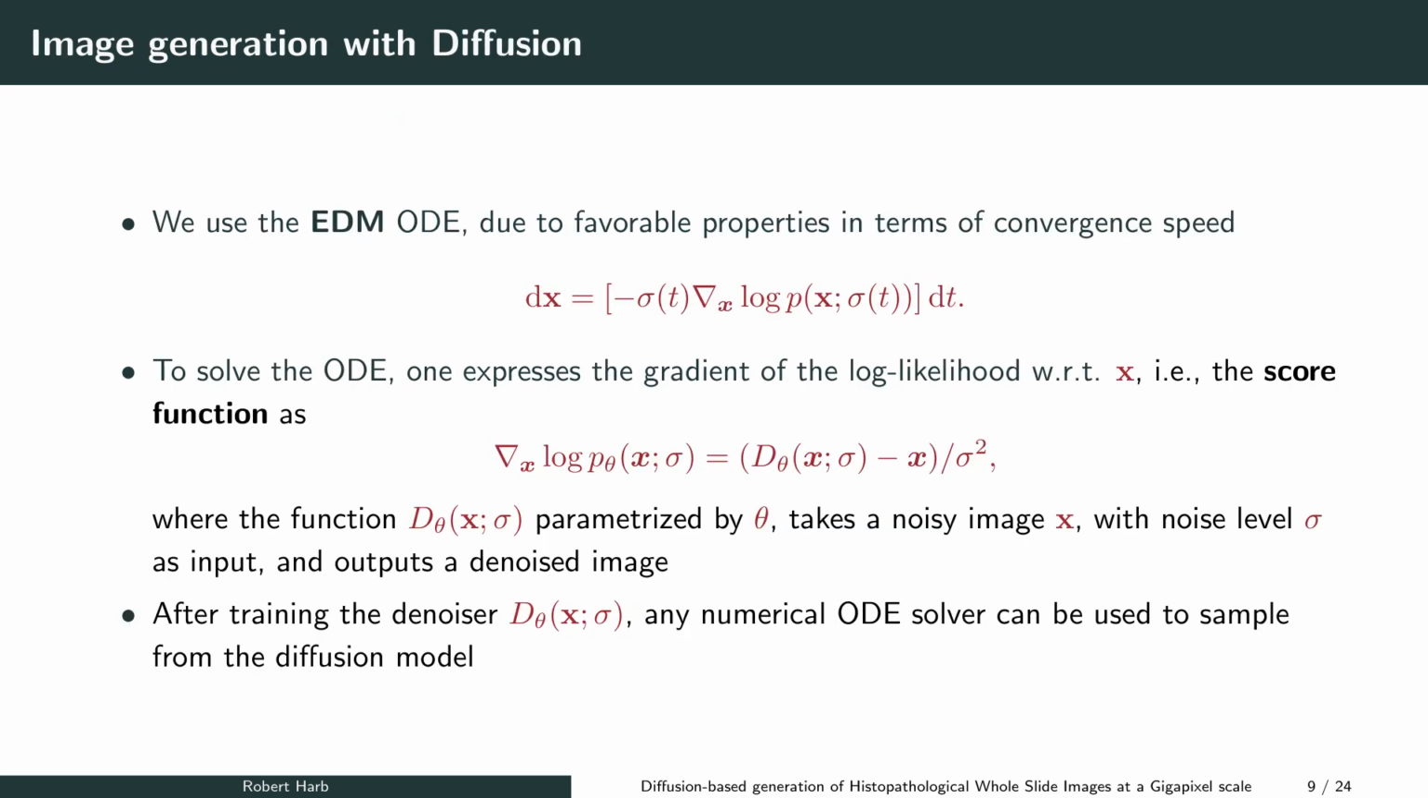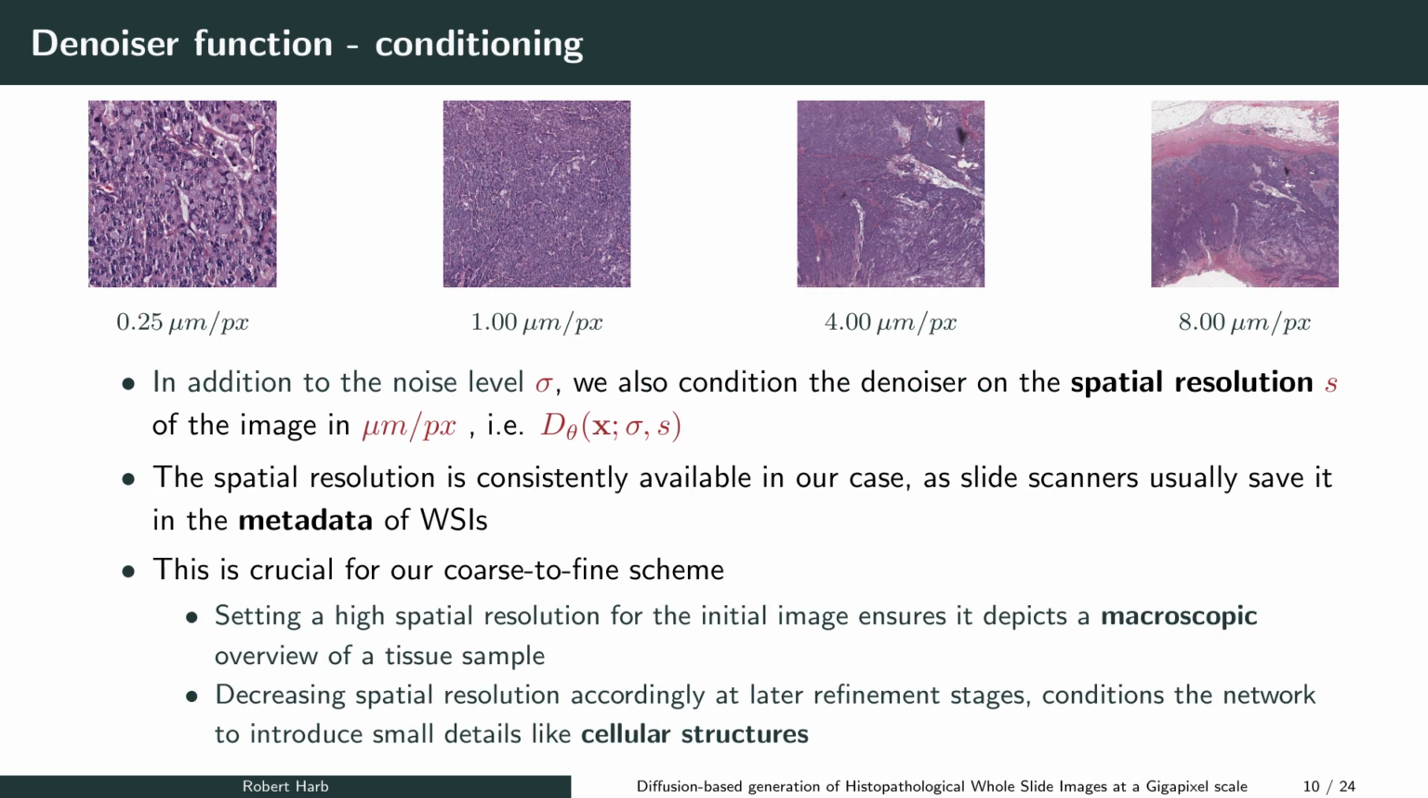For our diffusion model, we rely on the previously introduced EDM formulation, where during training we have to learn a denoising function d parameterized by theta that is used to compute the score function. Contrarily to common implementations, we not only condition the denoising function d on the noise level sigma, but additionally also on the spatial resolution s of the currently processed image. Since WSI scanners usually save the spatial resolution in the metadata of scanned images, the spatial resolution is consistently available during training. Using this conditioning is crucial for our coarse-to-fine scheme.